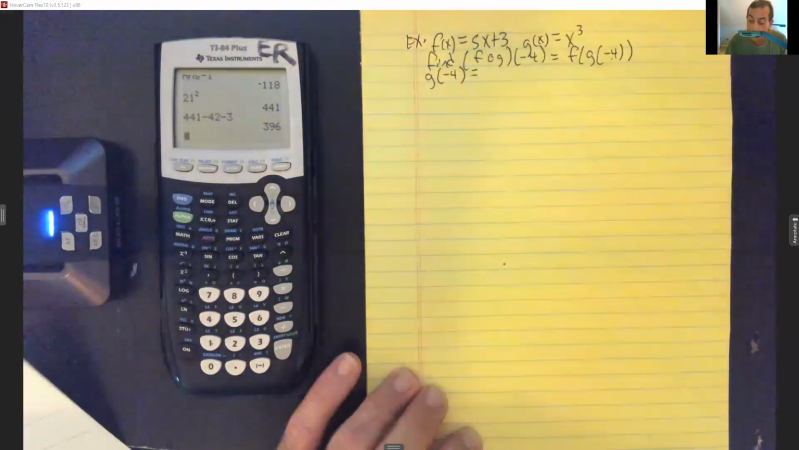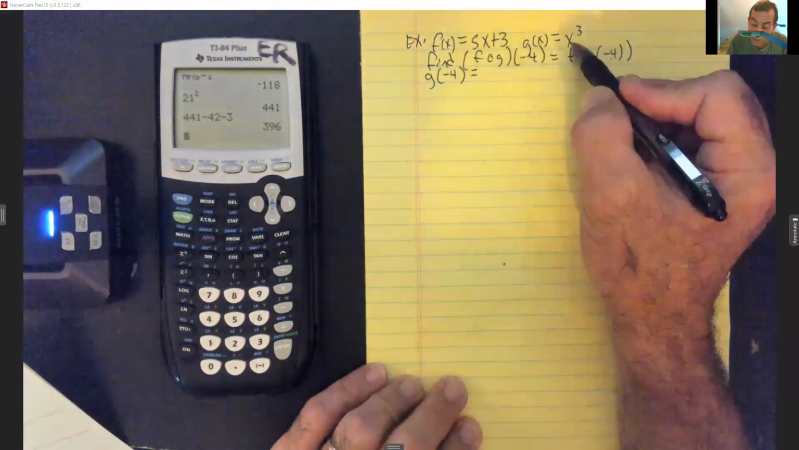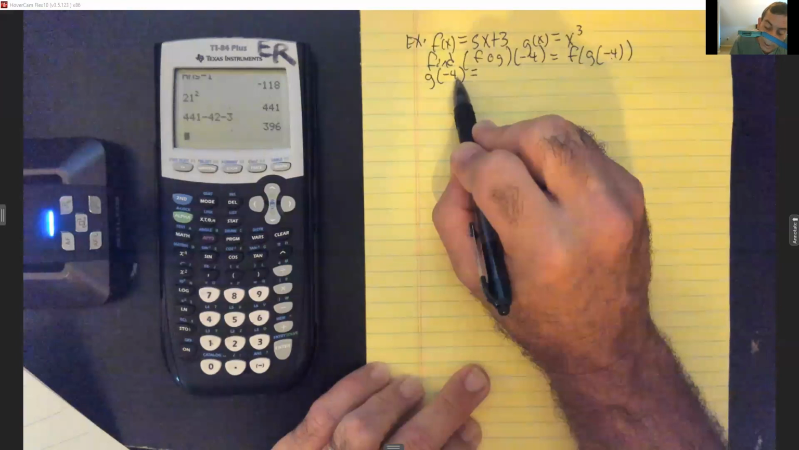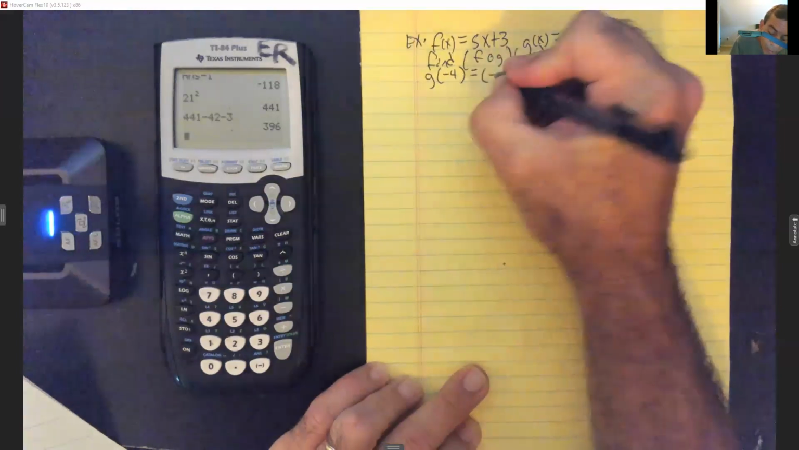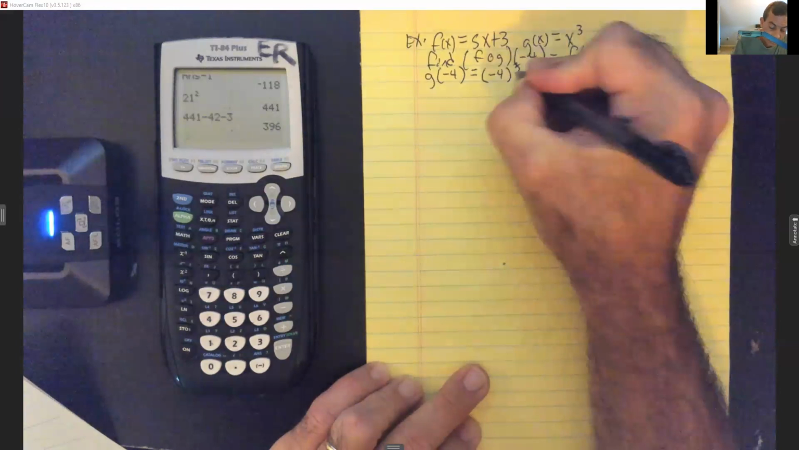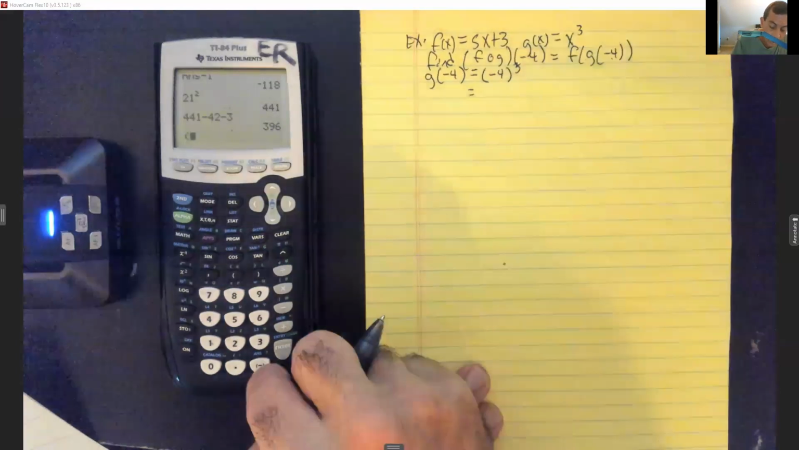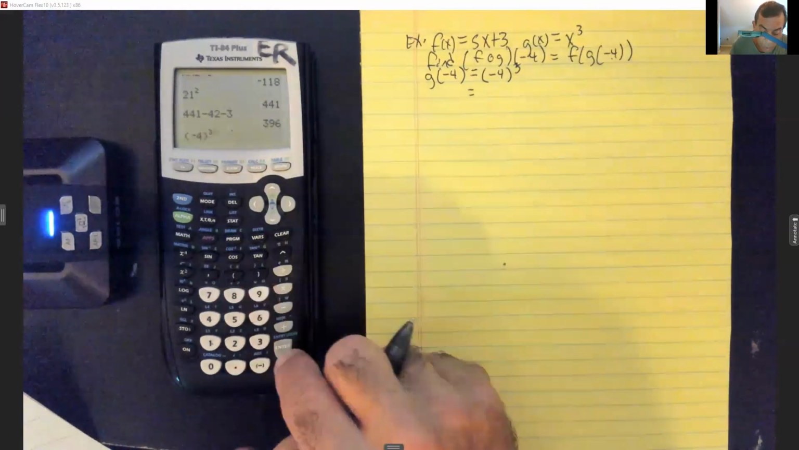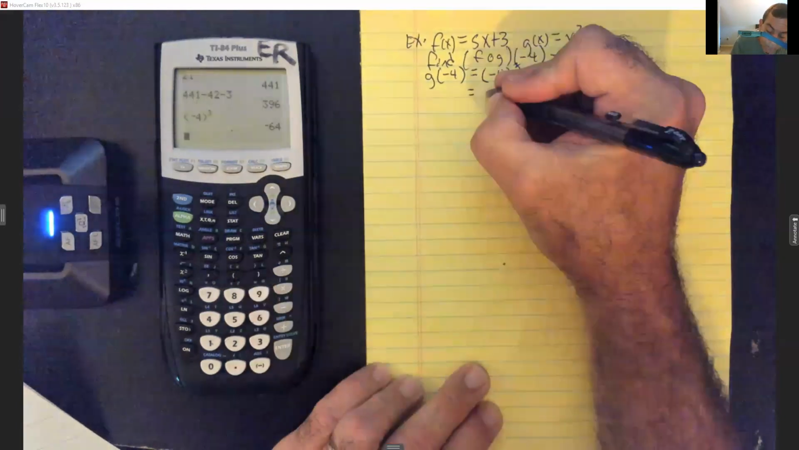So g of negative 4 wants me to take the g equation, which is x to the third, and replace the x with a negative 4. Now, since I got a negative number, I'm going to put it in parentheses. All right, so negative 4 to the third power is going to equal negative 64.